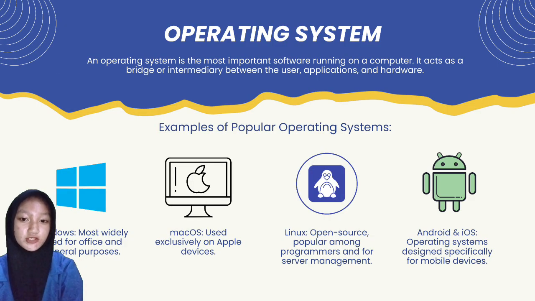Let's focus a bit on the operating system. This is the most important software because it acts as a bridge between us and the hardware. Examples of popular operating systems: Windows, most widely used for office and general purposes. macOS, used exclusively on Apple devices. Linux, open source, popular among programmers and for server management. Android and iOS, operating systems designed specifically for mobile devices.